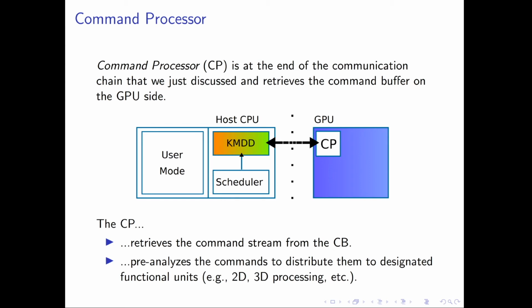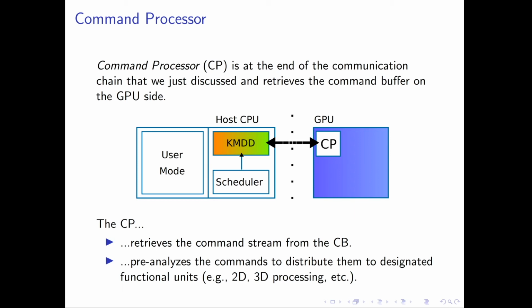The command processor is basically concerned with retrieving the command stream from the command buffer, and then it pre-analyzes the commands only so that it can determine to which functional units it will pass them. A typical example is that the command processor might analyze whether the commands are 2D rendering commands or 3D rendering commands. It's pretty common that devices have different functional units for processing 2D or 3D rendering commands. We'll place very little focus in this lecture on 2D rendering, but often it just goes through a different pipeline, and the command processor might pre-analyze that, and this is basically it.